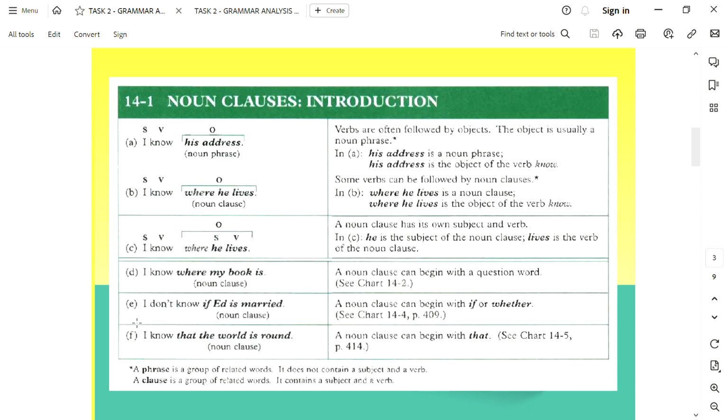An example E. I don't know if Ed is married. If Ed is married is a noun clause as well. A noun clause can begin with if or whether. And the last example F. I know that the world is round. Noun clause again. Noun clause can begin with that.